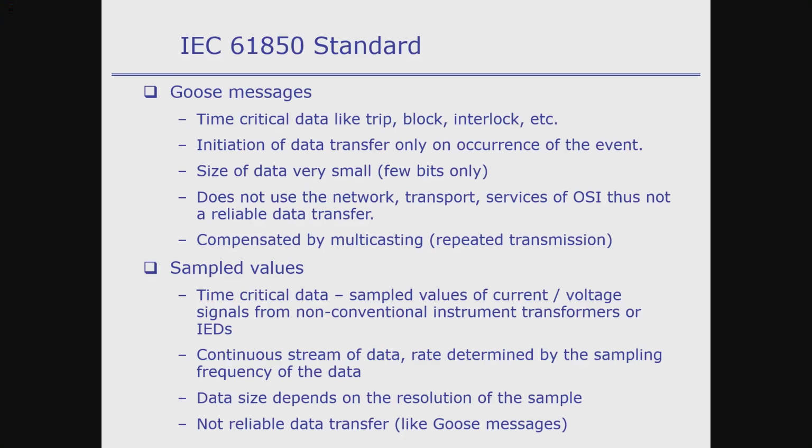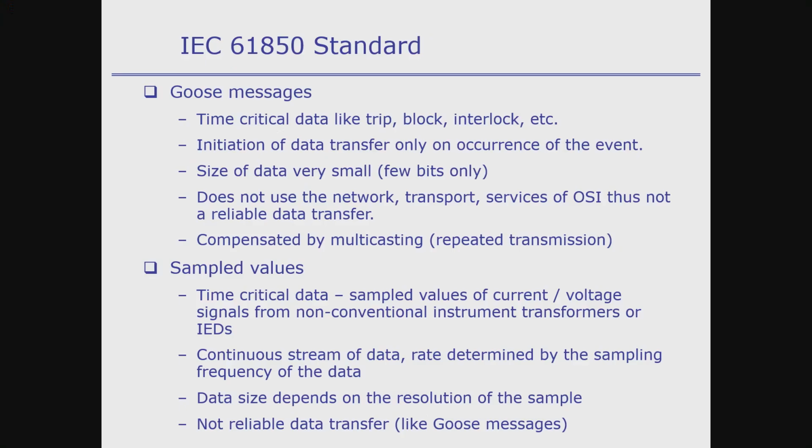So, but that means it's not reliable. Okay, data can be lost, right? Whereas in the client server communication, if the data is lost, you can detect it and repeat it. But here, there is no way of knowing that. So what do they do? They will do the multicasting. That means they will send the same GOOSE message multiple times in the hope that at least one of those times it will get through. Okay, but there is no guarantee of that. And this is again a problem for utilities.